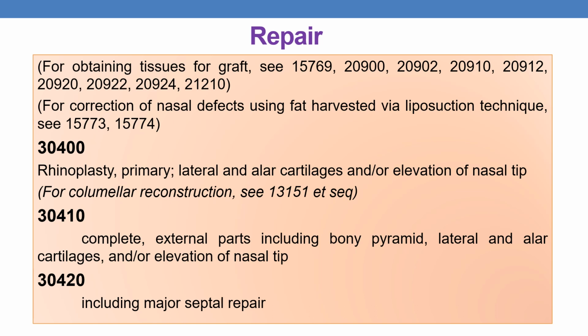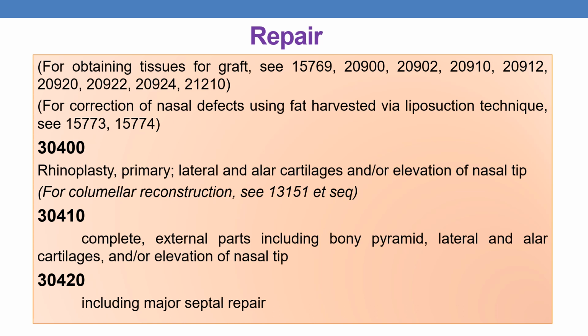Coming to the first CPT in repair, it is 30400. Rhinoplasty, primary, lateral and alar cartilages and or elevation of nasal tip. And for columellar reconstruction, see the sequence 13151 and the next CPTs. The next is 30410. This is also rhinoplasty. Previously it was primary, now it is complete. 30410 deals with complete rhinoplasty, external parts including bony pyramid, lateral and alar cartilages and or elevation of nasal tip.